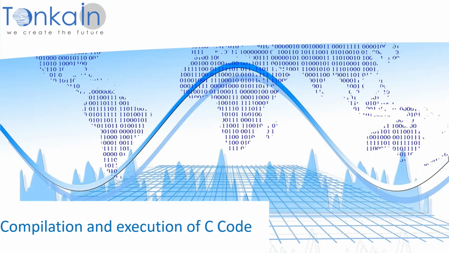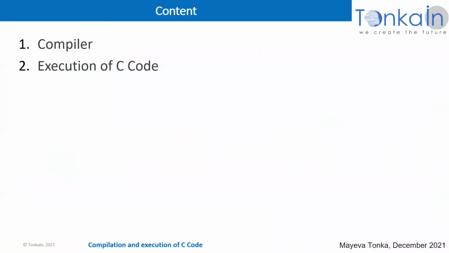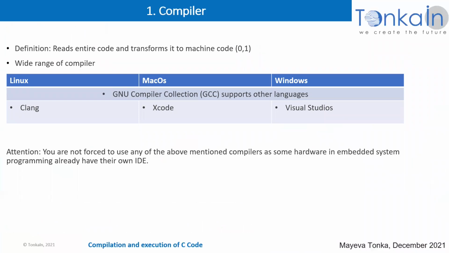In today's presentation, I'll first explain what a compiler is and how C code is actually executed. The task of a compiler is to read the entire code that you wrote and transform it into machine code. Machine code is represented in 0s and 1s.